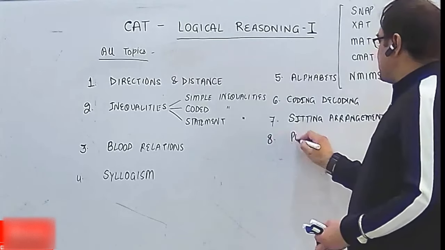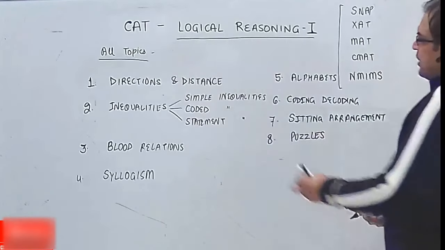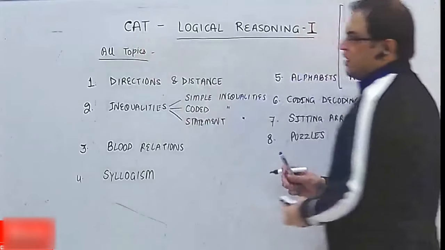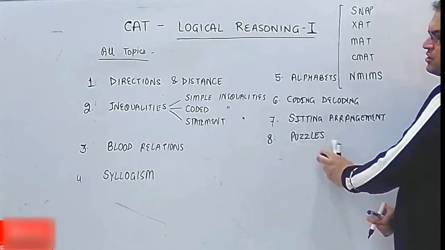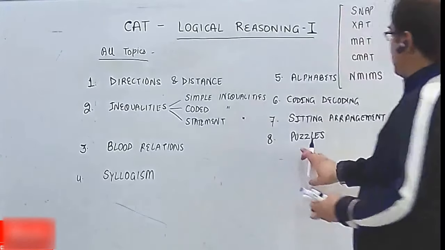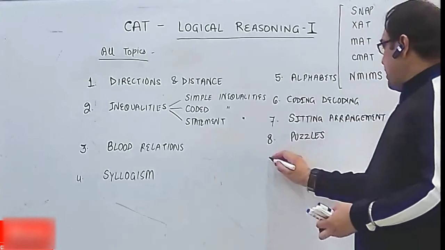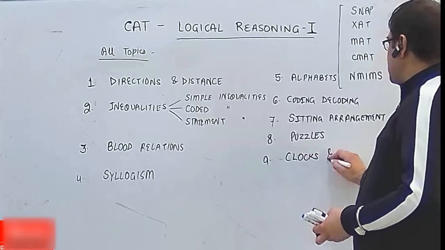Seventh topic will be sitting arrangement. Eighth is puzzle type of questions. In CAT, the Common Admission Test that is held every year in the month of November or December, basically the examination is concerned about puzzles. So how do we solve puzzles? We'll do it in the eighth topic. Okay, ninth topic will be covering clocks and calendars.